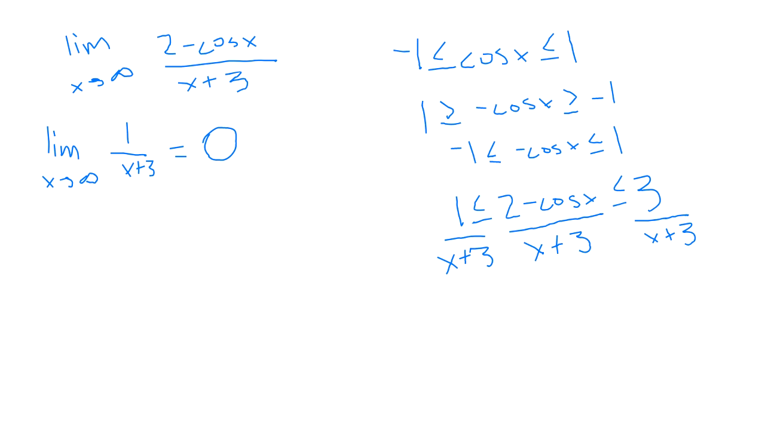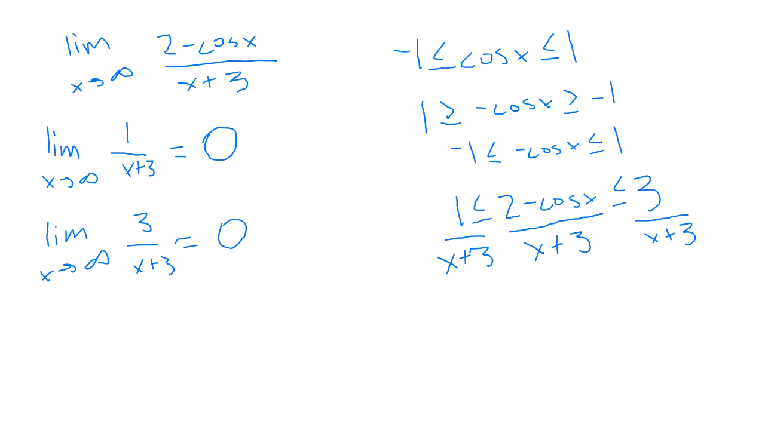If you take the limit as x approaches infinity of our 3 over x plus 3, the same concept sticks. That numerator is not changing, and then that denominator is growing at an infinite rate. So once again, we are still left with 0.